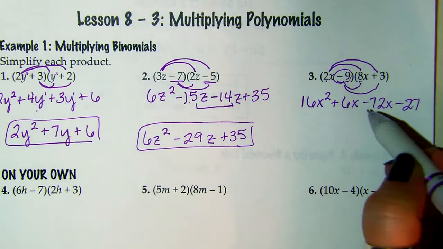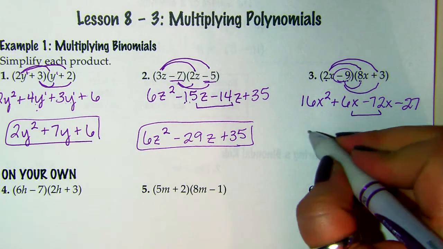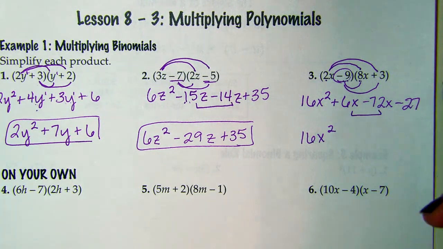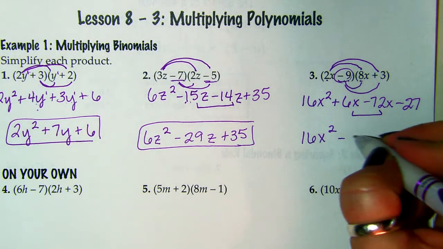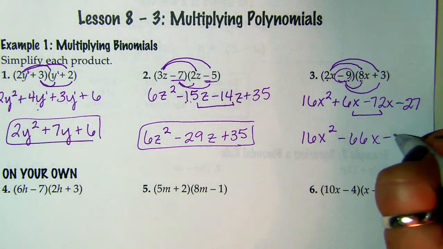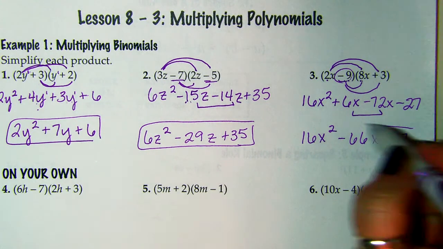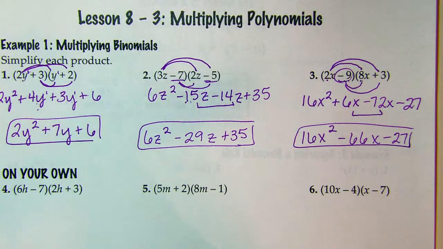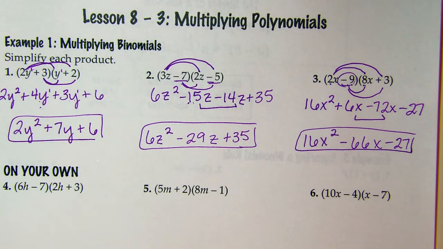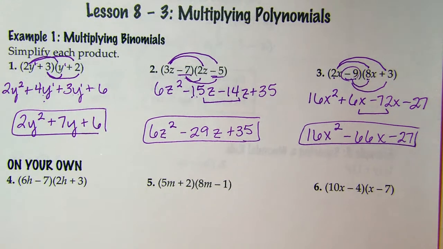So again, like terms are in the middle. So the 16x squared stays the same. 6 minus 72, negative 66x minus 27. Final answer. So these on your own problems will be after the video for a grade, to make sure that made sense before you continue moving on.